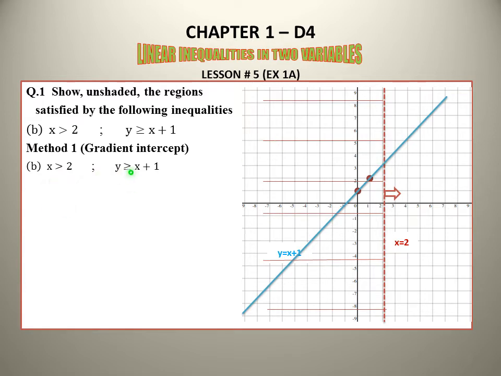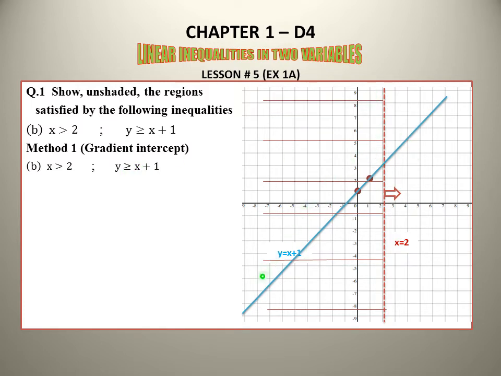Now for this inequality here, the sign is greater than. When the sign is greater than or equal to, the region above the line is the defined region. This line divides the plane of the graph into two halves. One is above the line and the other is below the line. Because the sign of the inequality is greater than, the region above the line is the defined region.